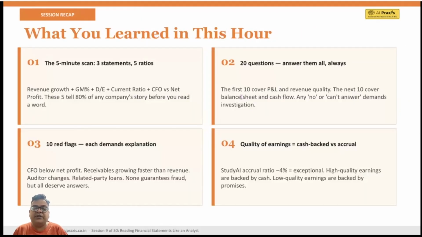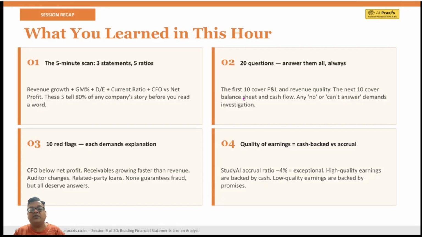So let's recap. First, the 5-minute scan. In just 5 minutes, you can understand most of the company's story by focusing on revenue growth, gross margin, debt to equity, cash ratio, and cash flow versus net profit. These five alone give you 80% of clarity before you even go deeper.